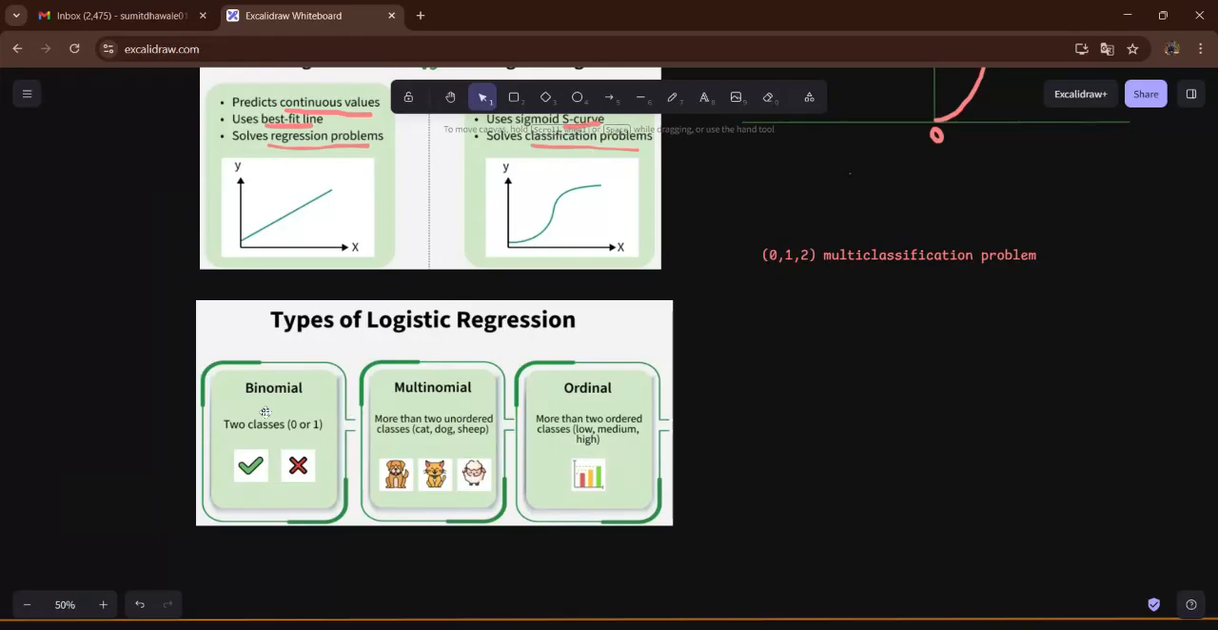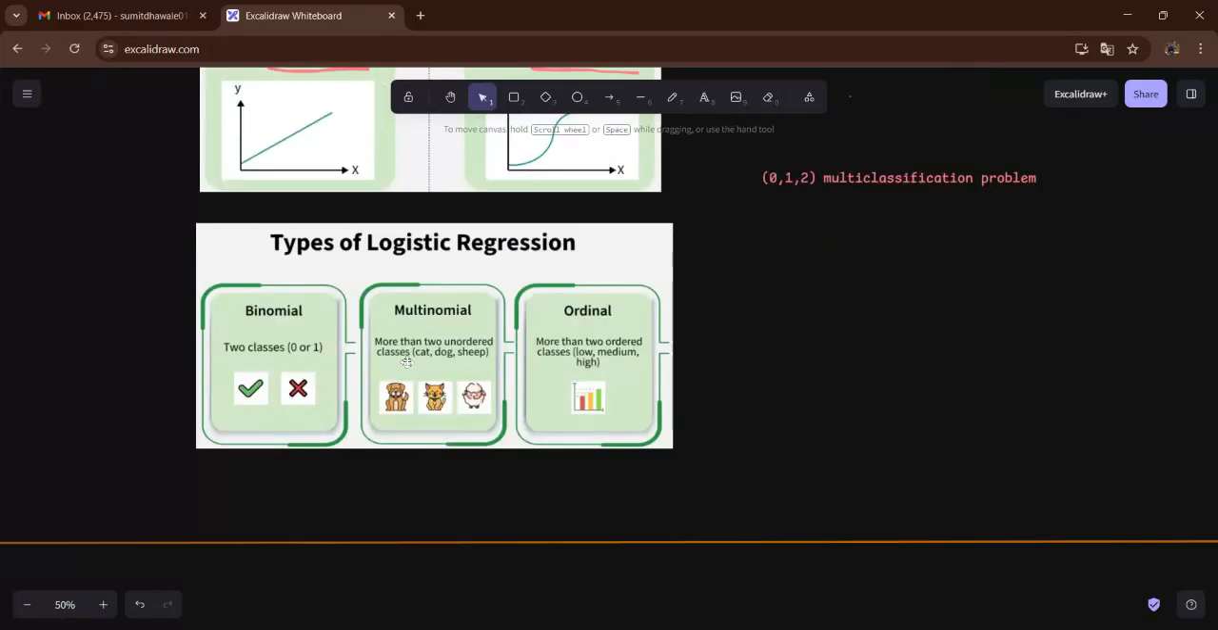Okay, so what is binomial? Two classes over there, like 0 1, true false. In multinomial there are more than two unordered classes. Here they have given one example: cat, dog, or sheep. There are multiple classes, more than two classes, so it is considered a multinomial classification. And in ordinal classification, there are more than two ordered classes, like low, medium, high. So if the order is given, then they call it ordinal classification.